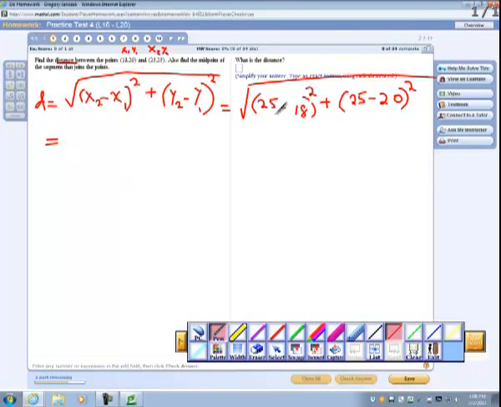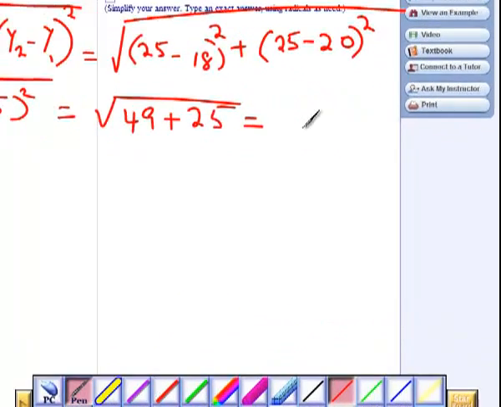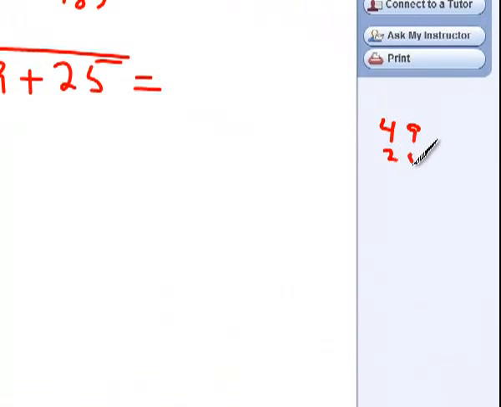All right, so we get 25 minus 18, and so that'll be the square root of 7 squared plus 25 minus 20, that would be 5 squared. And so you're always going to get a positive value because of these squares here. So that'll be the square root of 49 plus 25, and we have to add these two together, right? So 49 and 25 is 74, square root of 74.